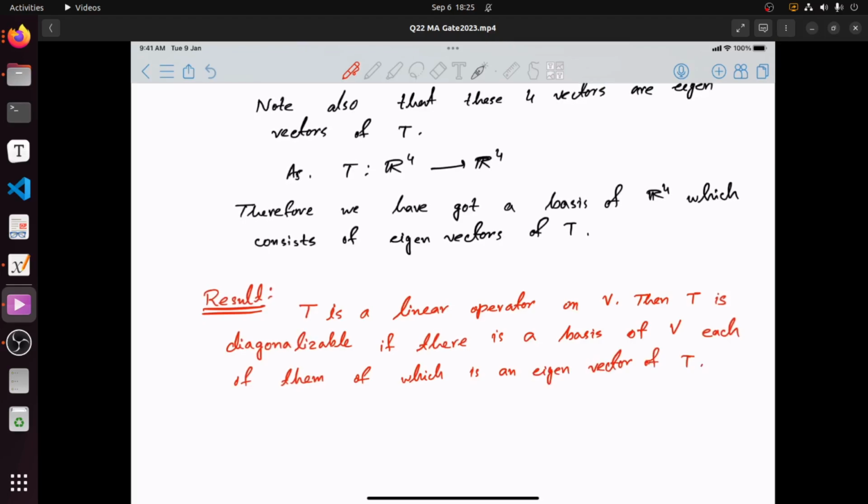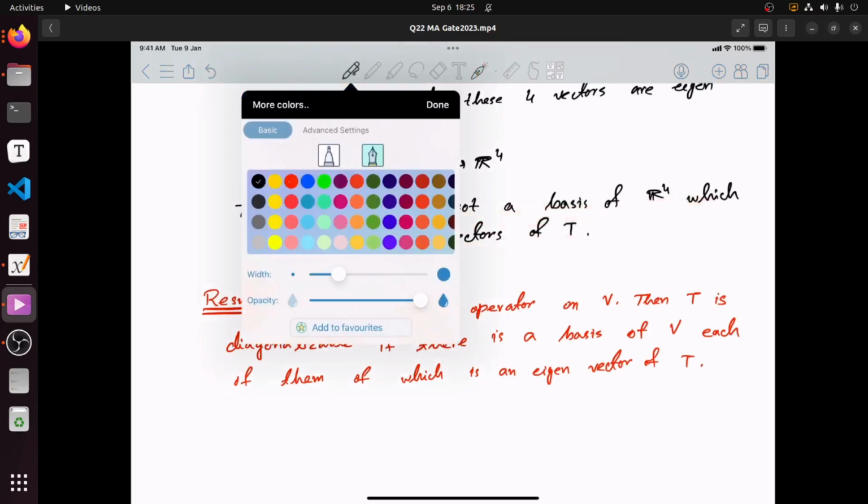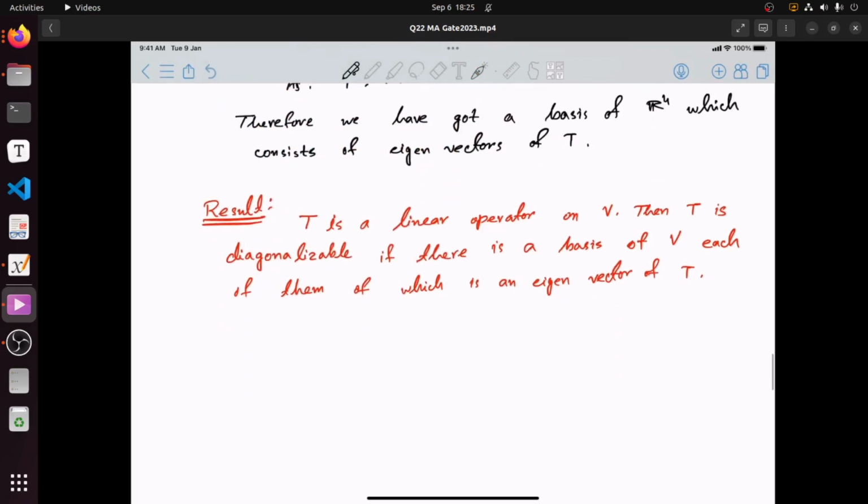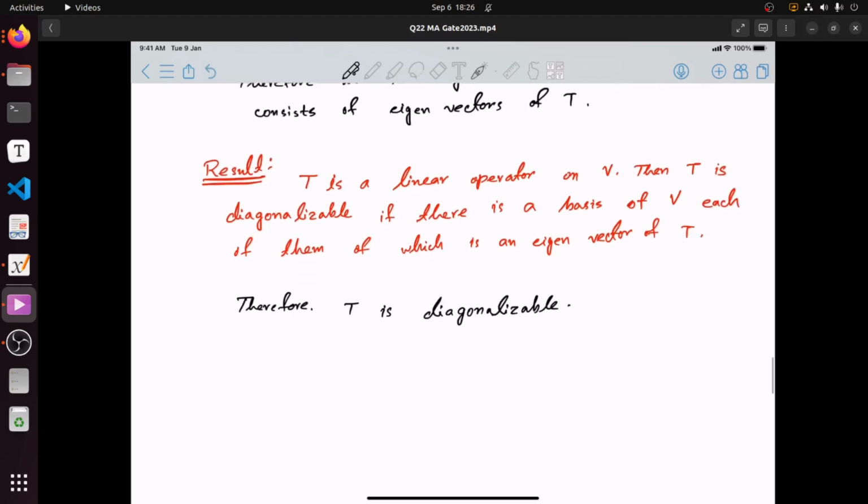Right. So what this is saying is that T is called diagonalizable if we can find a basis for the vector space V which consists of the eigenvectors of T. And what we have got is saying exactly the same thing, right? We have got a basis for R4 which consists of the eigenvectors of T. So therefore T is diagonalizable. So we've got that our linear operator is diagonalizable.